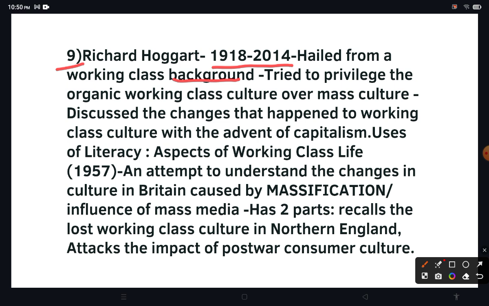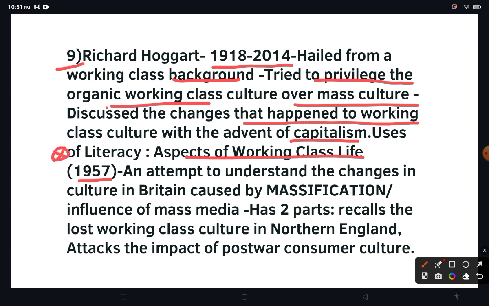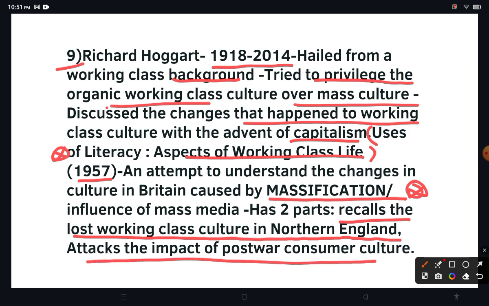They came from a working class background and tried to privilege the organic working class culture over mass culture, and discussed the changes that happened to working class culture with the advent of capitalism. The Uses of Literacy is his famous book, the full title being The Uses of Literacy: Aspects of Working Class Life, published in 1957, an attempt to understand the changes in culture in Britain caused by massification. So he used the word massification, the influence of mass media. It has two parts. The first part recalls the lost working class culture in Northern England, and the second attacks the impact of post-war consumer culture.